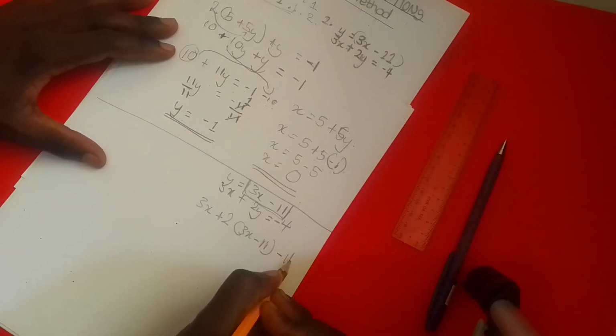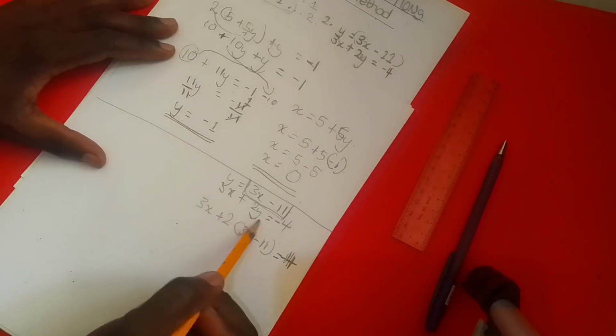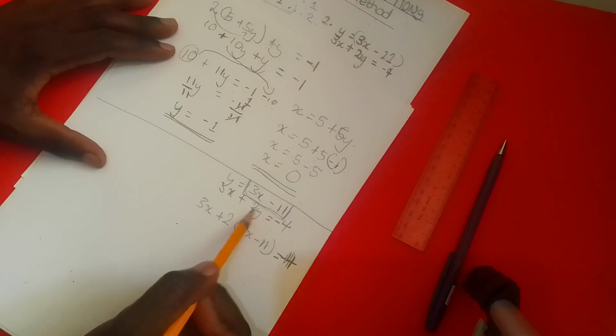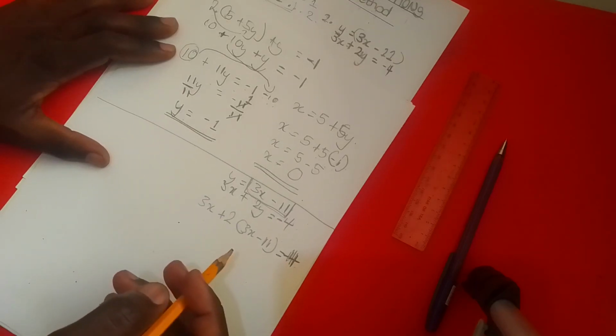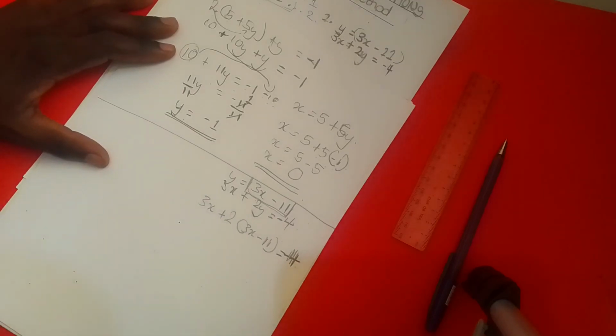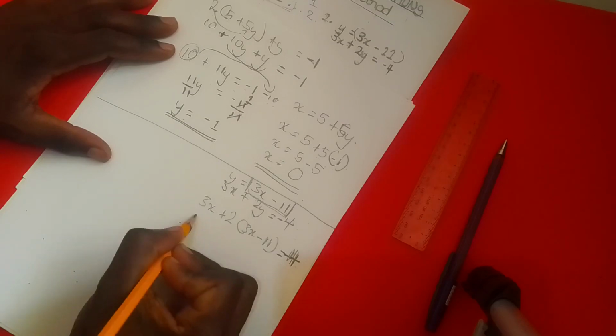Minus 11 equal to negative 4. 3x plus 2y is equal to negative 4. We substituted y with 3x minus 11, so 3x plus 2 times the bracket 3x minus 11 is equal to negative 4. I hope you're getting this. Okay, so now we're simplifying.